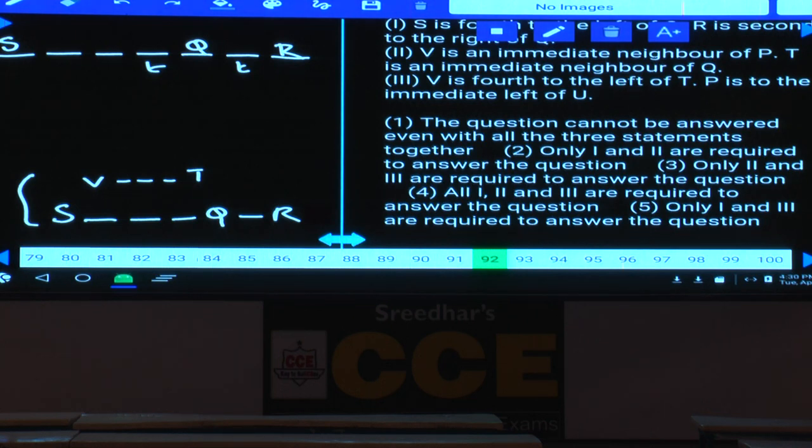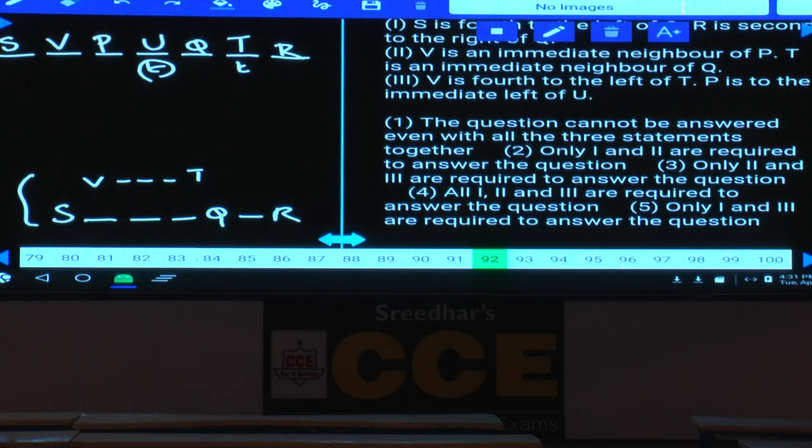Now choice 2 we have checked out, choice 3 also we have done, and choice 5, now in choice 5 only 1 and 3. 1 is here, then what about 3? V is 4 to the left of T. If you take T at this place, V 4 to the left of T, is it possible? Not possible. As it is not possible there, hence T will be here. If T is here 1, 2, 3, 4, V sits 4 to the left of T, we can have V at this place. If V is here, then P is to the immediate left of U. As P is to the immediate left of U, P will be here and U will be here. Are we getting the answer or not?